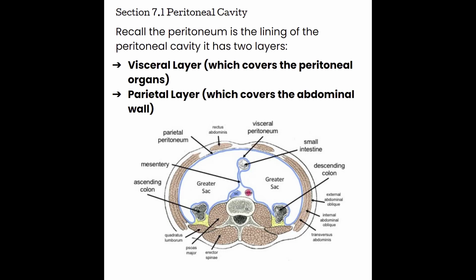Recall that the peritoneum is the lining of the peritoneal cavity, and it has two layers. The visceral layer, which covers the peritoneal organs, and the parietal layer, which covers the abdominal wall. Within the peritoneal cavity, the peritoneum folds on itself, creating ligaments and potential spaces. While there are no organs physically inside the peritoneum, there are organs that are enveloped by the peritoneum covering that are considered intraperitoneal organs. Where the peritoneum completely covers an organ, a suspensory ligament forms to anchor the organ to the abdominal wall. This is the case with the mesentery that supports the small intestine, as well as the transverse colon, the sigmoid colon, the liver, and so on.